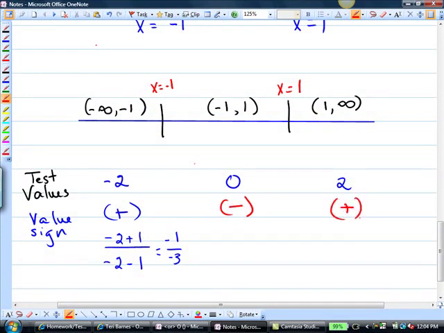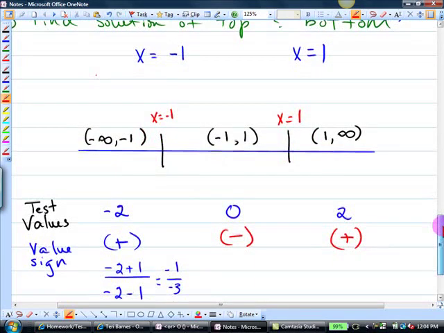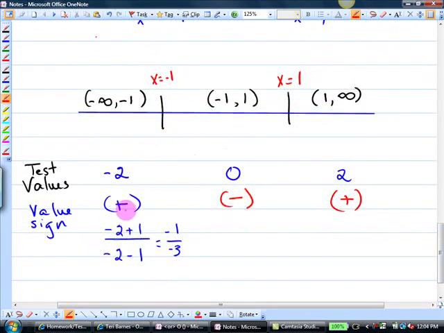Okay, so once you've done that, you've tested the values, you've gotten the signs. You don't actually have to write this down if you can do that math in your head of plugging it in, but you do have to show me the test values and you do have to get this business. So now, the question was, where is it greater than 0? Is that positive or negative? Positive. So anything that has positive is what we're looking for. So our solution is negative infinity to negative 1 or 1 to infinity. That's our answer.